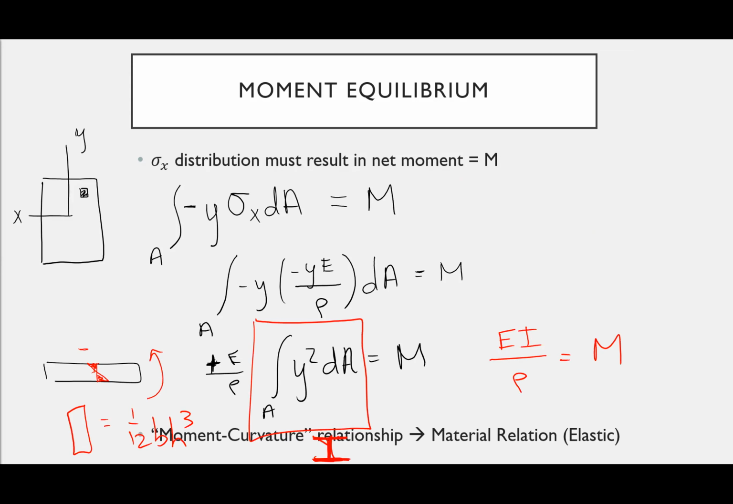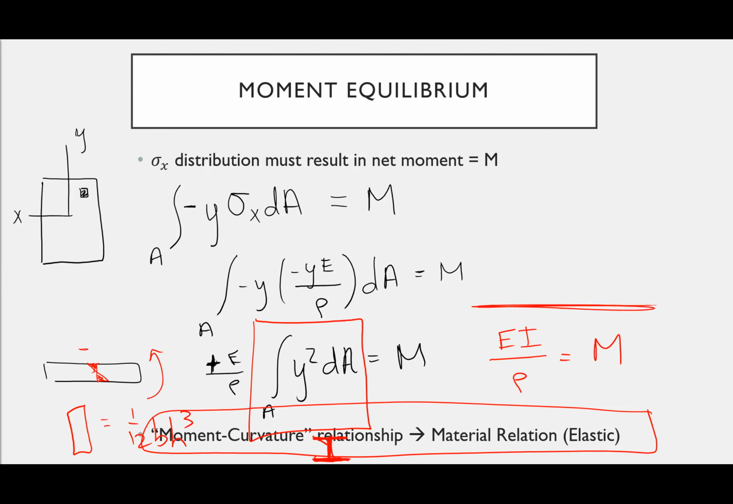And I didn't leave room for it, but there's an important statement. EI over rho equals M. This is our moment curvature relationship. This is the material relation for bending. So you know how we had the force deflection, and then we had the torque twist? Well, now we have moment curvature. It's how the moment M relates to the curvature rho. Or 1 over rho is really curvature. Rho is the radius of curvature.